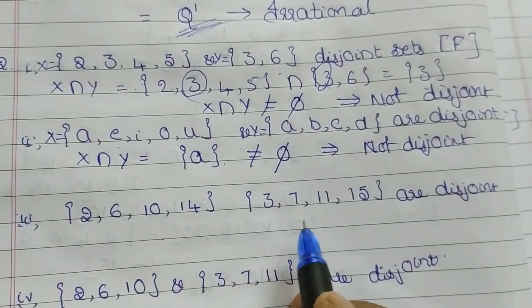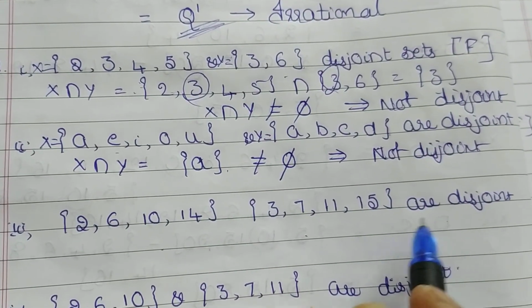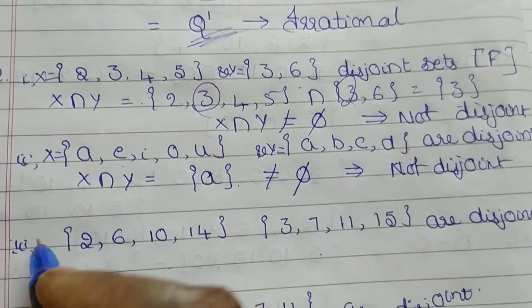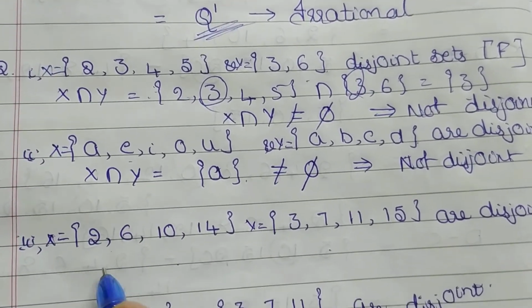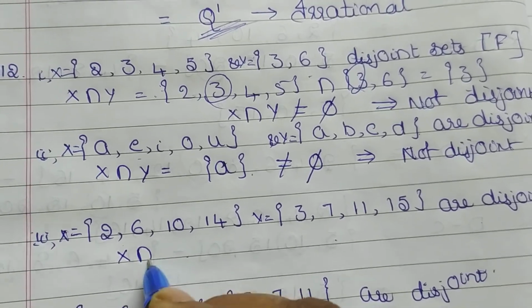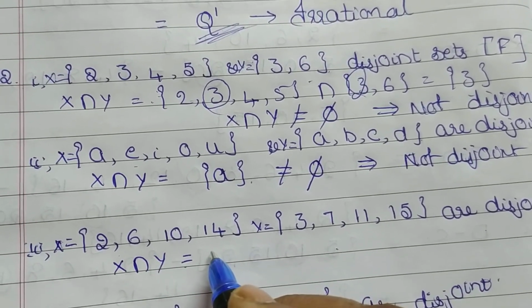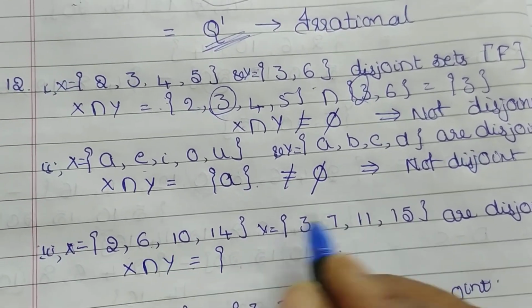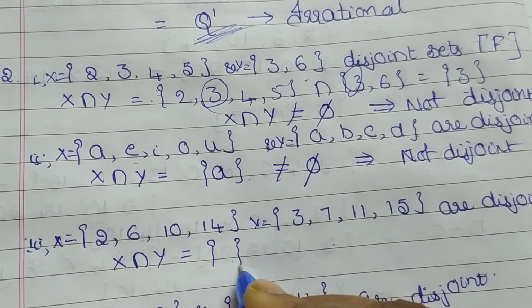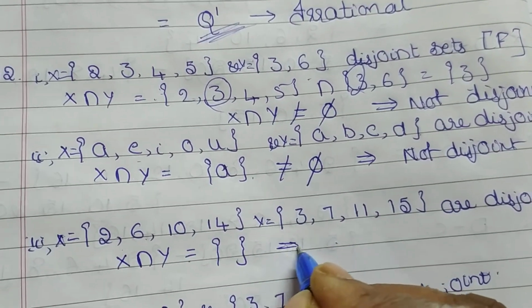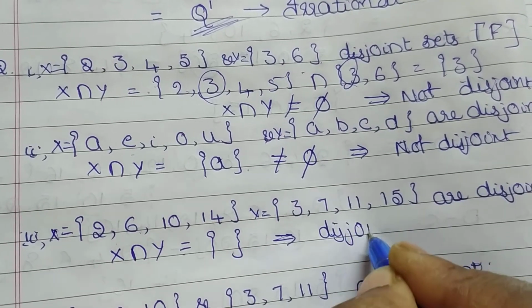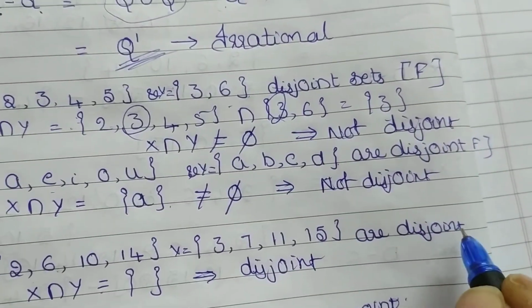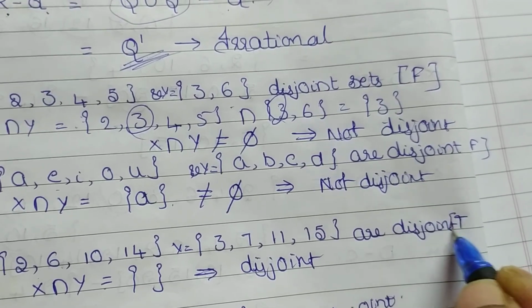Now they gave two sets like this and they are saying they are disjoint. See here, 2, 6, and we take x equal to this and y equal to this. So we will find x intersection y. If you observe, there is no element in common in both the sets. So it is a null set. That's why they are disjoint. Since the intersection is a null set, they are disjoint. That's why it is true.